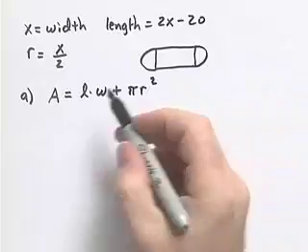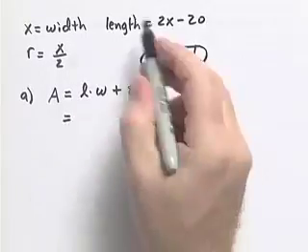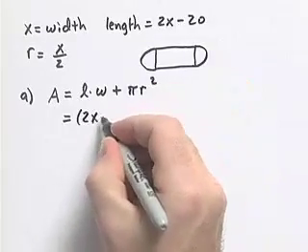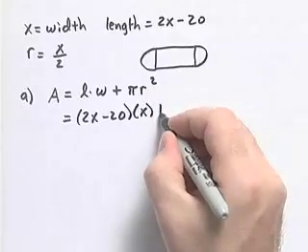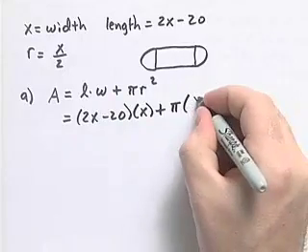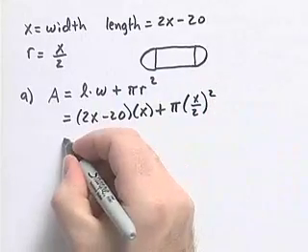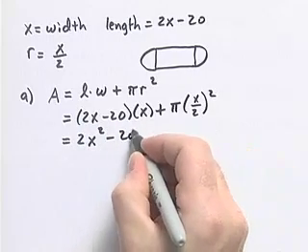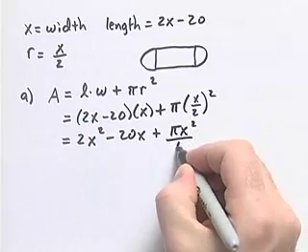squared. Now we need to have all of this in terms of the width x, so we need to put in what we've set up for our variables. The length is 2x minus 20, so we'll write 2x minus 20. The width we said was x, plus pi times, now the radius we said was x over 2, so we have x over 2 squared. We want to clean this up a little bit. So we'll have 2x squared minus 20x plus pi x squared over 4.